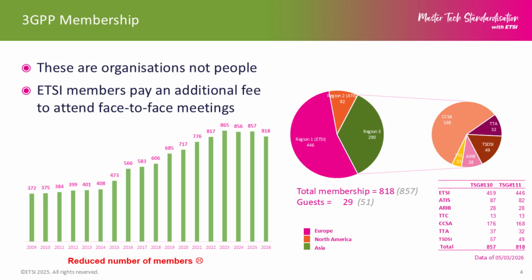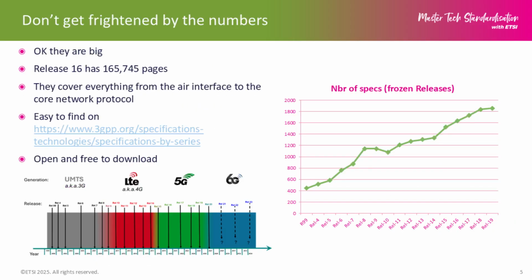From China, we have CCSA, from India, TSDSI, Korea, TTA, and Japan, ARIB. And we can see the split between companies and the members. One thing about anything to do with 3GPP is that the numbers can appear frightening. But don't panic. They are big. Everything about 3GPP can be scary from the outset, but once you break it down into individual features, you can figure out how to look for stuff. And you'll be able to find information very, very easily.